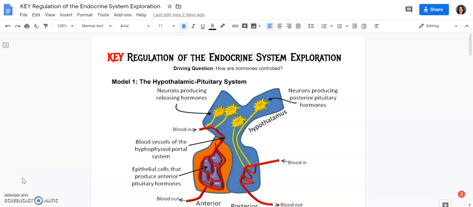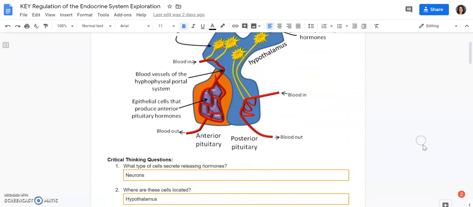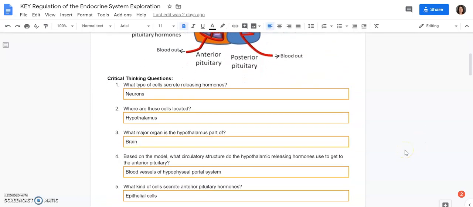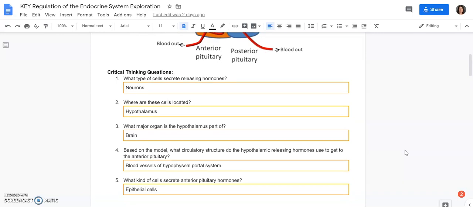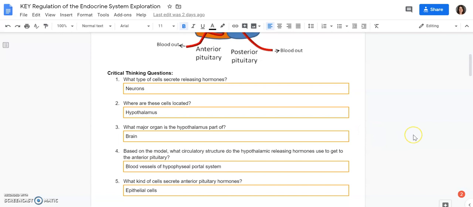This is the review of the regulation of the endocrine system exploration. So the first model, and if you want to pause this video and check your answers with mine, please do. So what type of cells secrete releasing hormones? Those are the neurons. These are located in the hypothalamus in the brain.